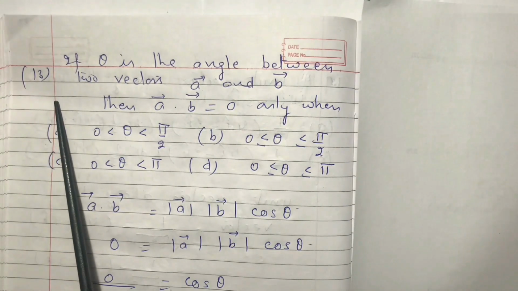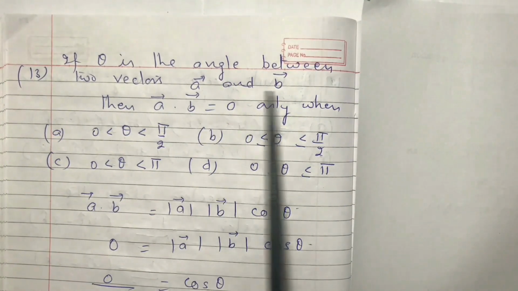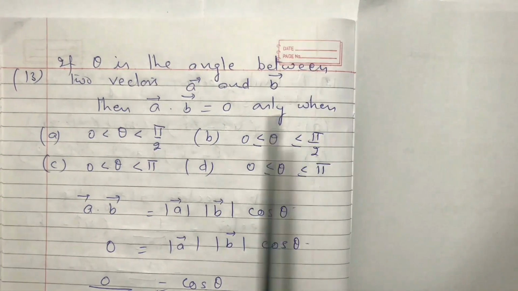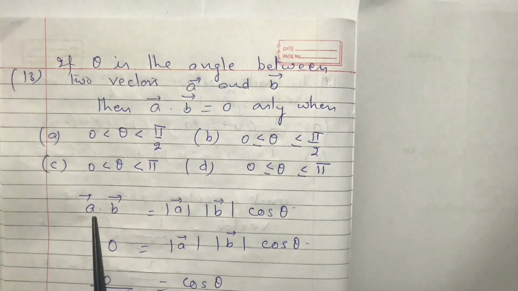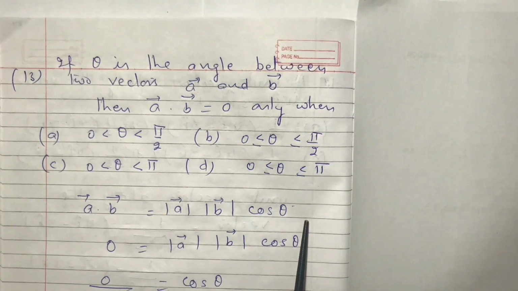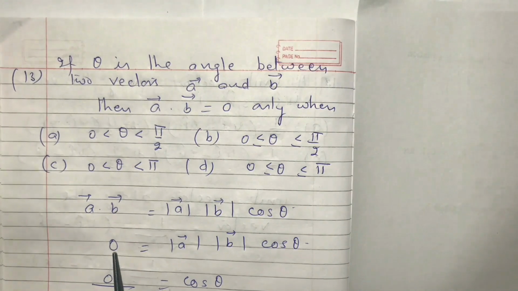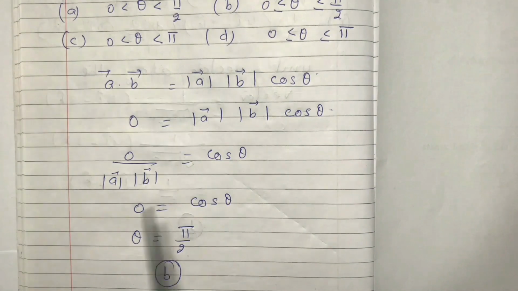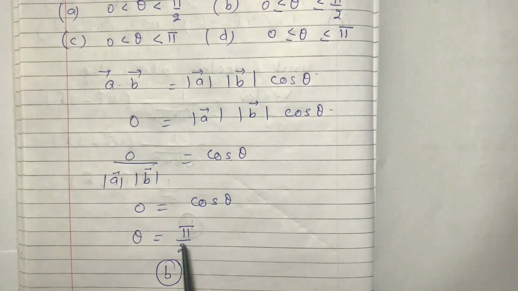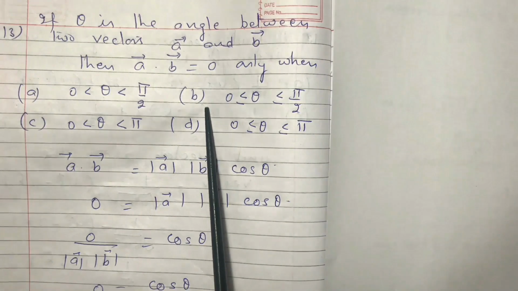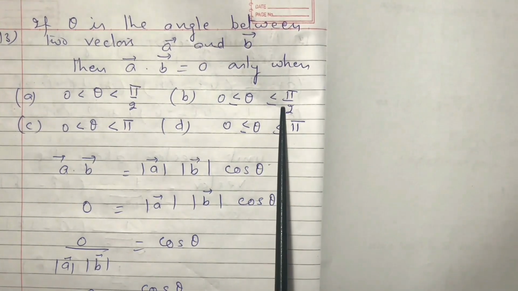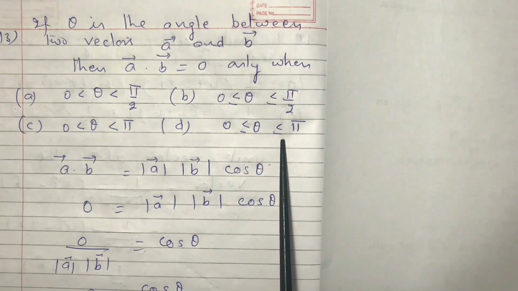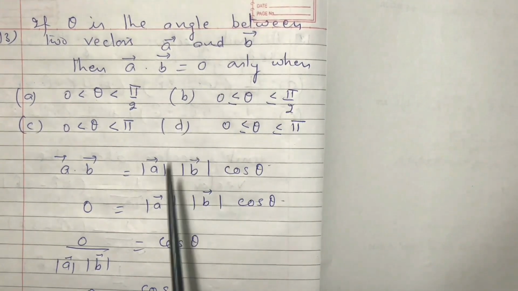Now the 13th question is, if theta is the angle between two vectors a and b, then vector a dot vector b is equal to 0 only when, there are 4 options. Now we know vector a dot vector b is equal to this, and this is given equal to 0. So we have this. It means 0 upon this is equal to cos theta. So 0 is equal to cos theta. So value of theta is equal to pi by 2. So option is B, because there is equality sign here, and there is no equality here, and if there is equality here, that is equal to pi. So B is the answer.